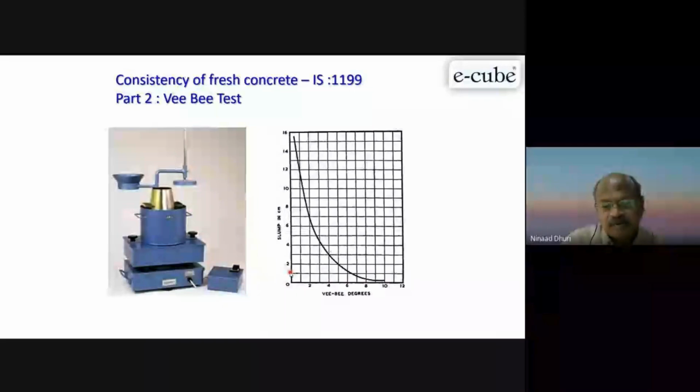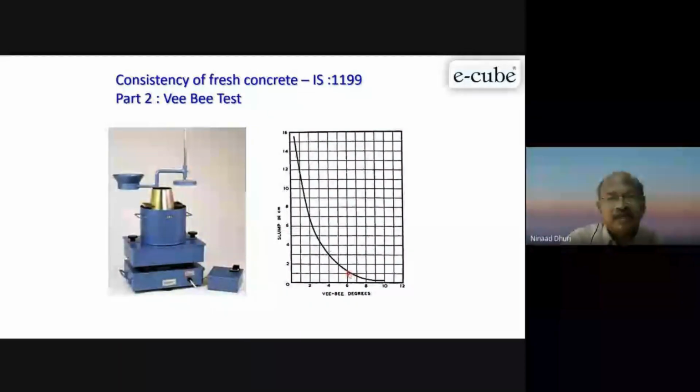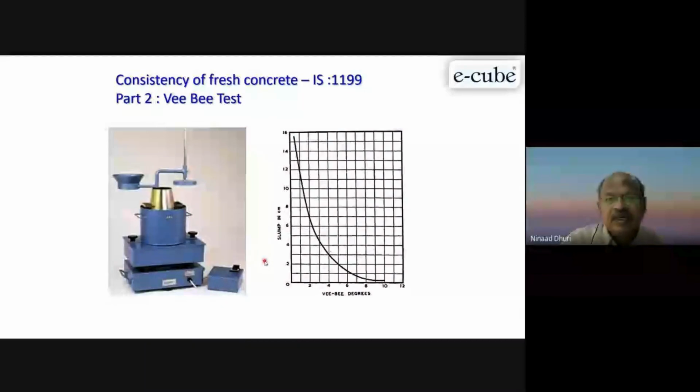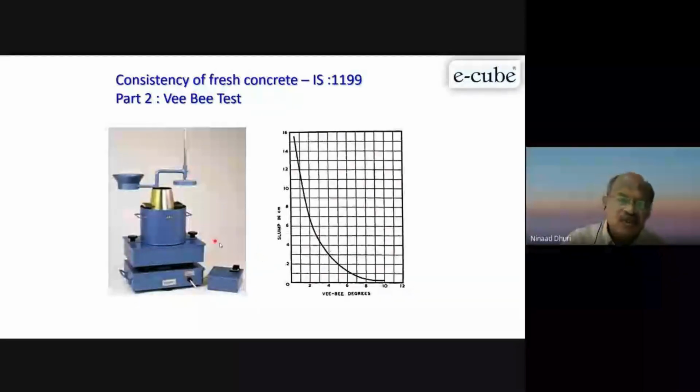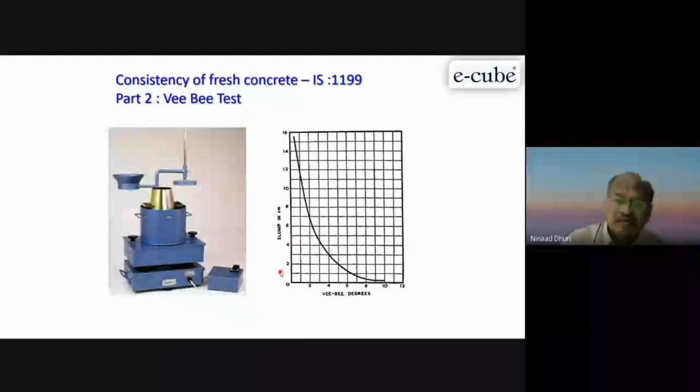It gives a very rough idea about how much time I have to vibrate my cubes or specimen in the field. That is the indication of this VB degree. But this is generally a laboratory test only. We never use it on the site. On site we use only the slump test. But to understand the level of vibration required for a particular concrete, you must get this data from the laboratory when you are designing a concrete, and it is useful for your vibration in the field.